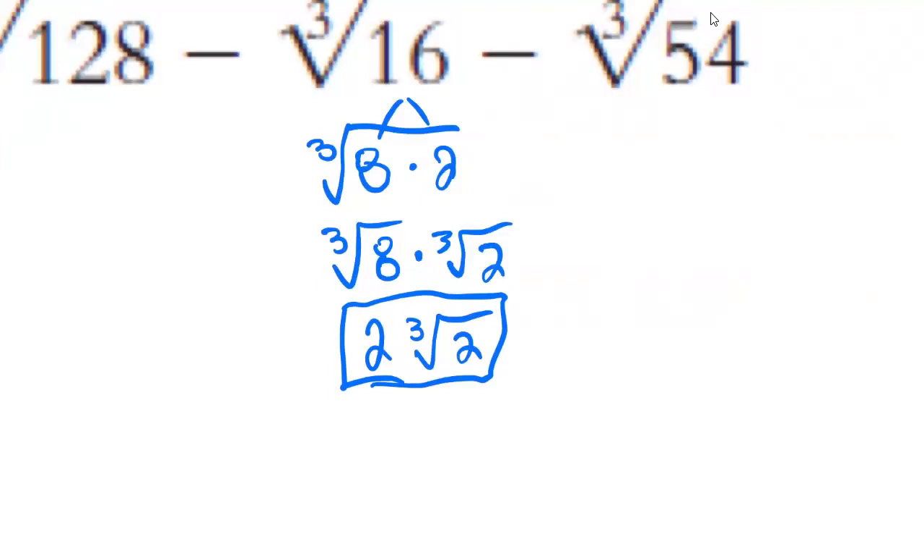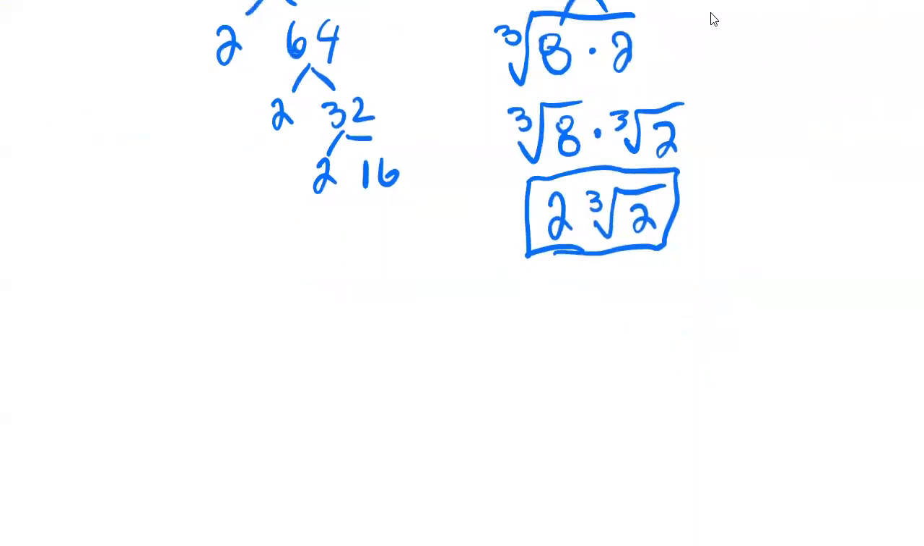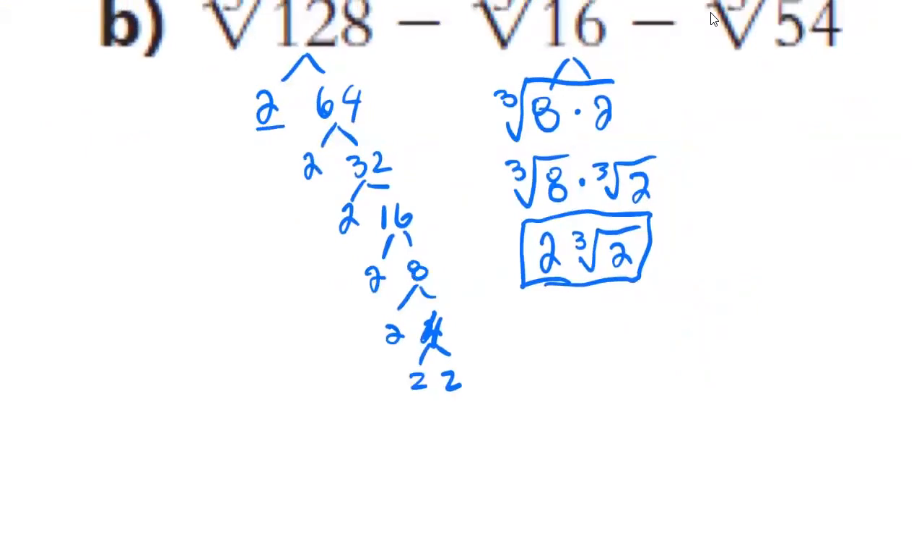What I would normally do is do my whole prime factorization tree. So for example, let's do 128. 128 splits up into 2 times 64. Now I can see it. 64 is 2 times 32. 32 is 2 times 16. And 16 is 2 times 8. 8 is 2 times 4. 4 is 2 times 2. So 128 is 2 to the power of 7, or 2 times itself 7 times.